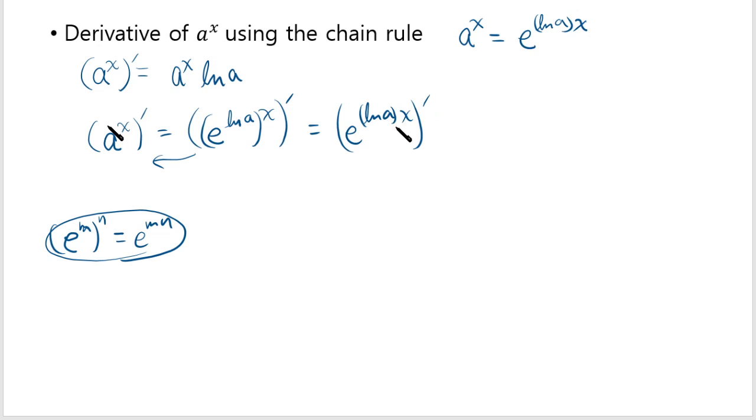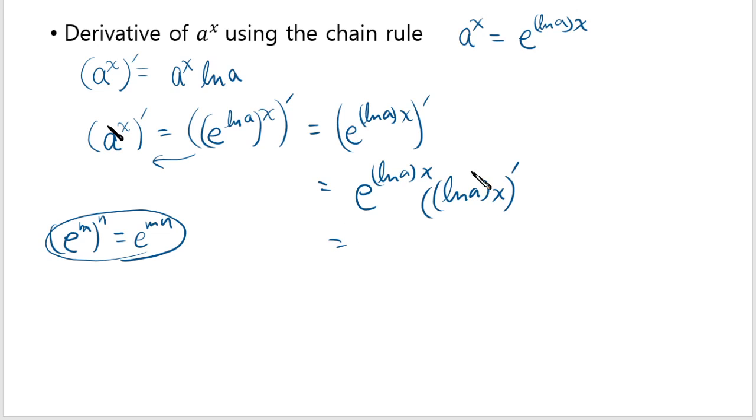But wait, this is something that we know how to differentiate. You can treat this as big X. So it's the derivative of e to the x, where what we're calling x is really this inside function, ln of a times x, right? And the inside function has to be pulled out, and you have to differentiate it. That's the chain rule.